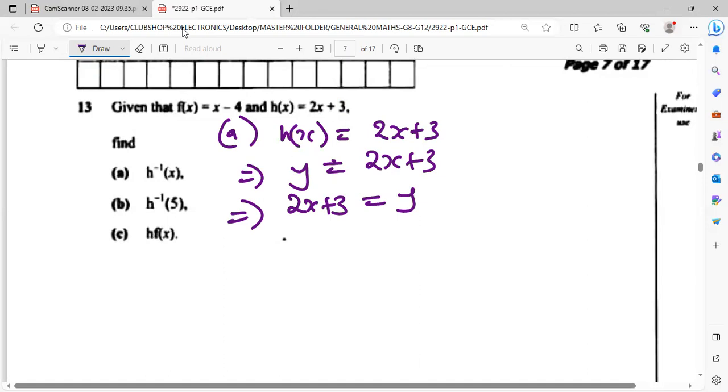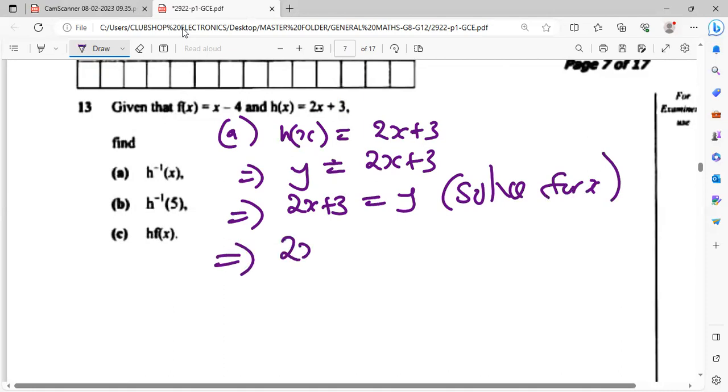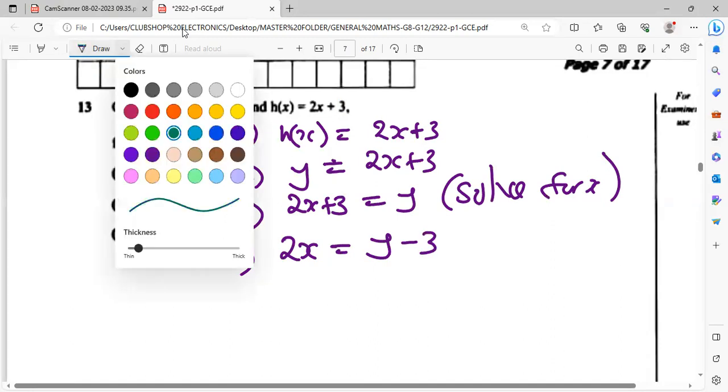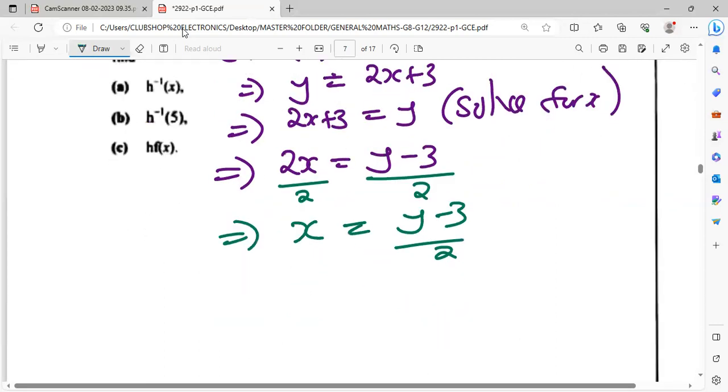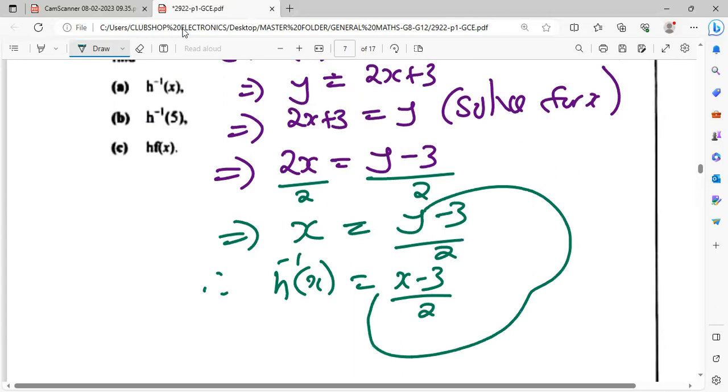Now, the next step here is to solve for x. Always you solve for x. This implies that 2x will be equal to y minus 3. Now, to remain with x alone, we divide by 2. x will be equal to y minus 3 over 2. And we are done. We just have to replace. Therefore, h inverse of x is equal to x minus 3 over 2. You put x.